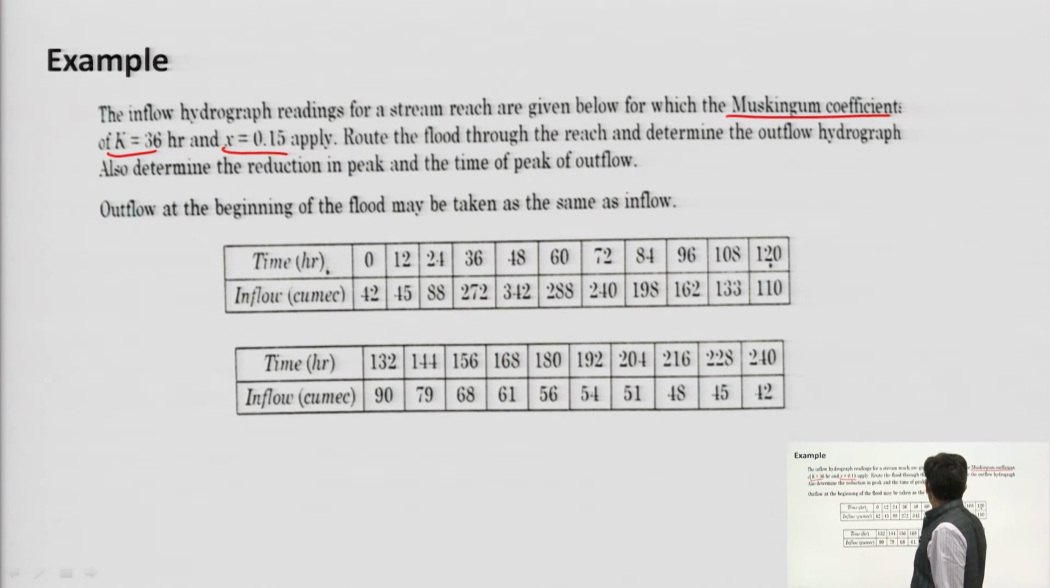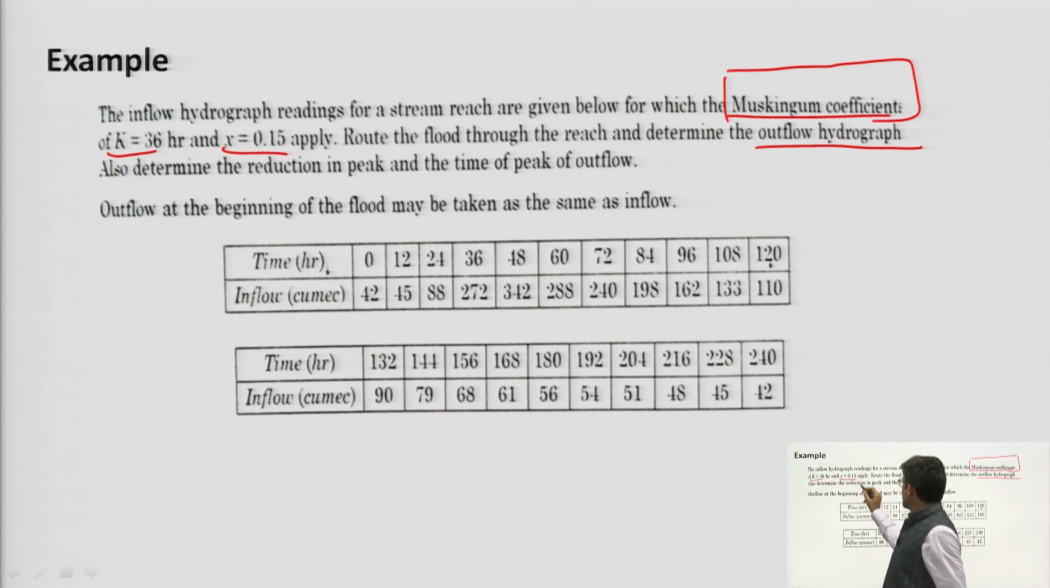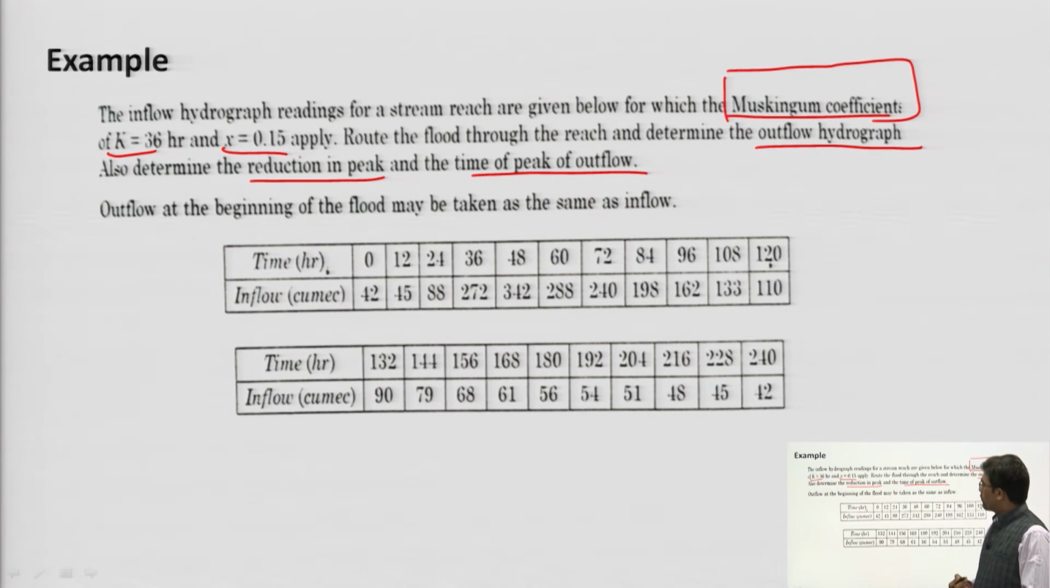Route the flood through the reach and determine the outflow hydrograph. That we need to calculate, that we need to predict using the Muskingum method. Also determine the reduction in the peak and the time of the peak of outflow. Reduction in the peak means attenuation, and time of peak of outflow means lag. That we need to calculate after routing.